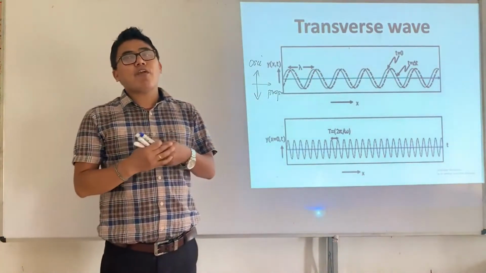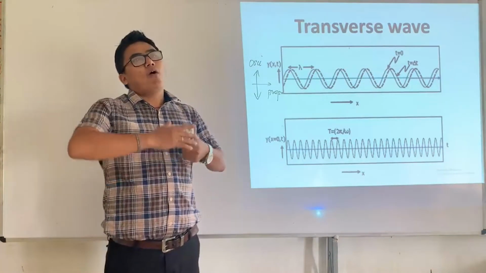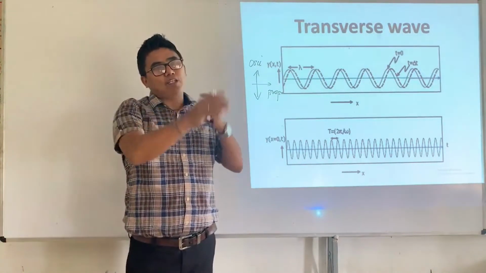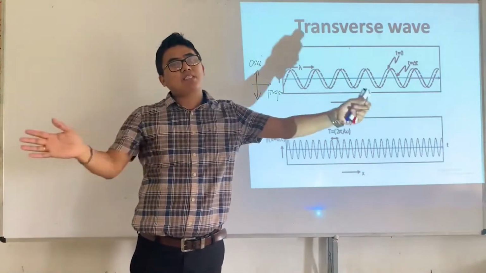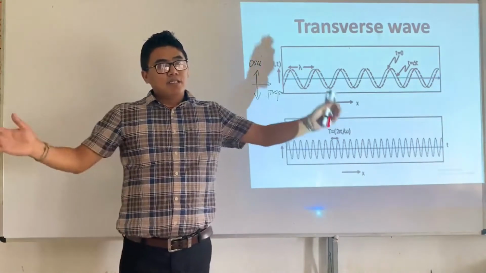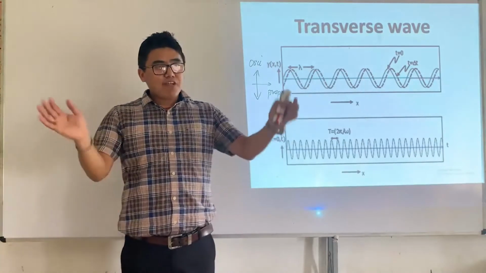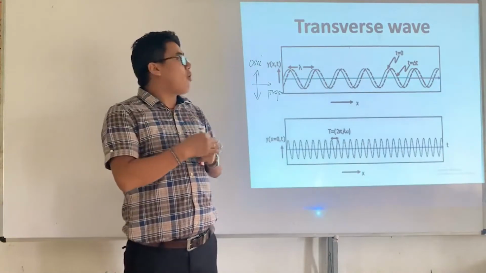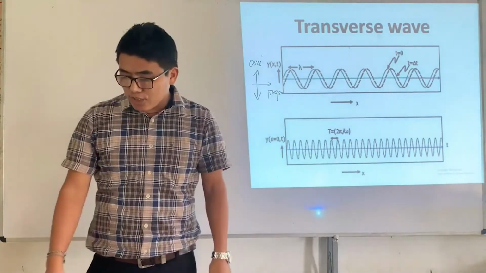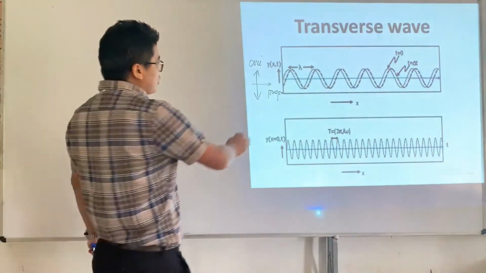And a longitudinal wave is one where the oscillation and the propagation are in the same direction. It goes like this. The example is a sound wave. There are rarefactions and compressions, and the rarefactions and compressions are along the direction of propagation. So therefore this is what we call a longitudinal wave.